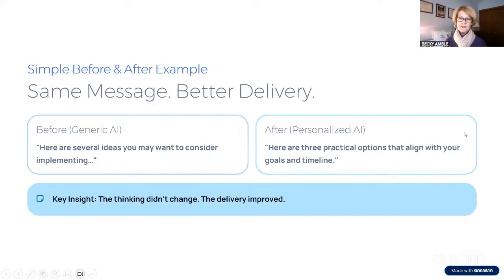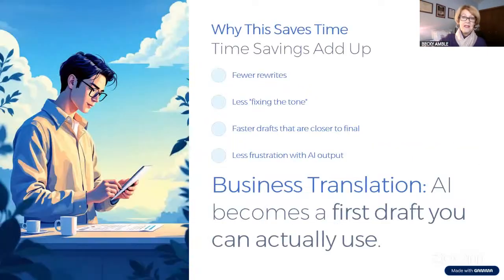And after you personalize it, it sounds more like this: Here are three practical options that align with your goals and timeline. Now, "align" might sound like too much of an AI word. There are some words that just sound like they come from AI, and you might have a different way of phrasing it, so your personalization is probably going to sound a little different. The key thing is that your thinking and the AI's thinking doesn't change. It's the delivery that is now improved and sounds more like you, more like me.